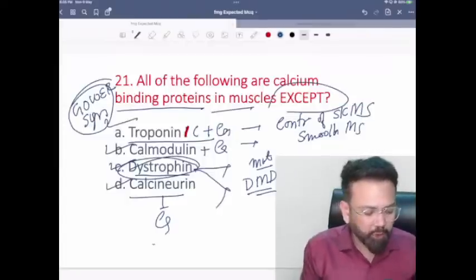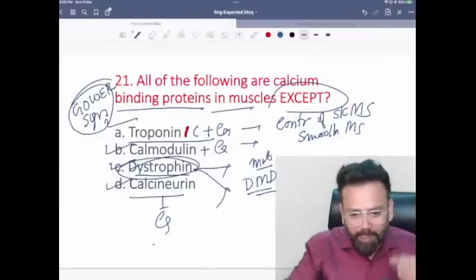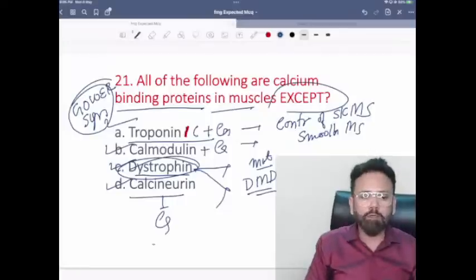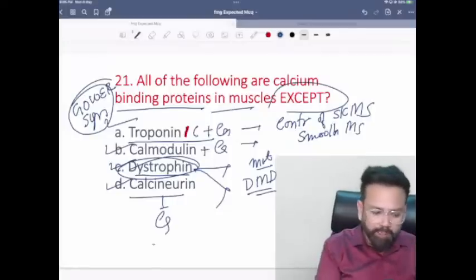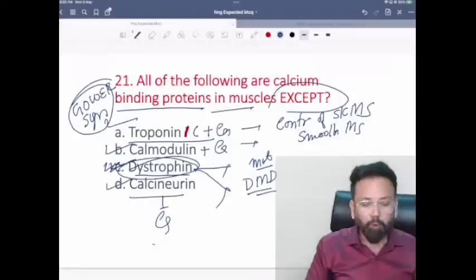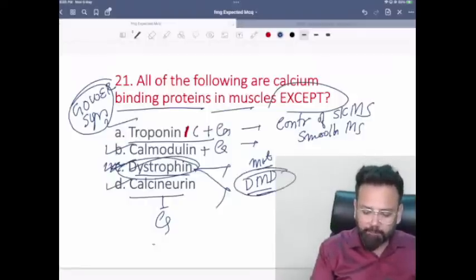If you ask the patient to stand up, he will climb up on his own limbs. This is called Gower sign. And the protein is dystrophin. So, Duchenne muscular dystrophy.